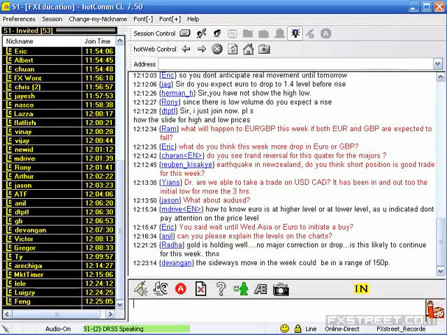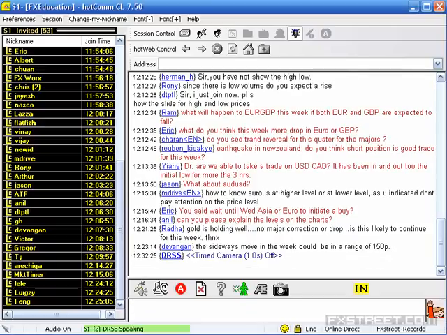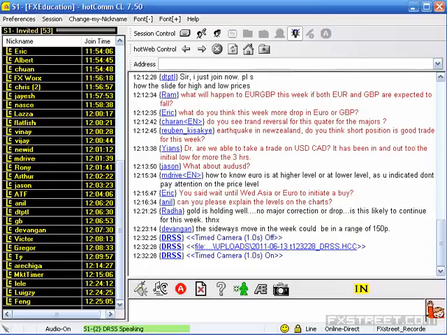Then further, a question: gold is holding well, no major correction or drop. Is it likely to continue? Yeah, gold is expected to slide along with silver this week. The sideways move this week could be in a range of 150. You may not come across 150 pips in a single day in this particular week. The traders are a little cautious. They are not committing positions at the moment.